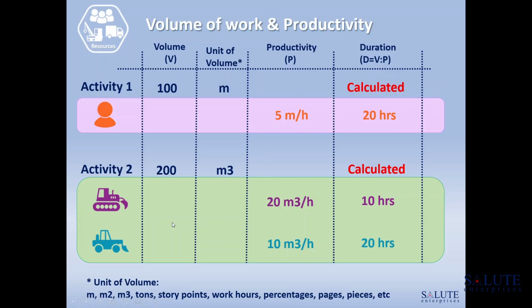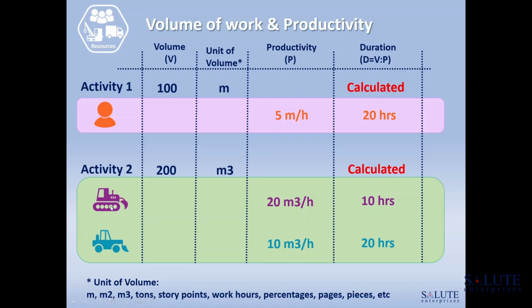In the second scenario, we have another activity. Let it be something that requires a bulldozer, maybe sand pushing. And the volume of this work is 200 cubic meters. We could assign a skill, a bulldozer. We wouldn't know which bulldozer would be available at the time when the activity is ready for execution. If we have a more powerful bulldozer with the productivity of 20 cubic meters per hour, our calculated duration would be 200 divided by 20, 10 hours.